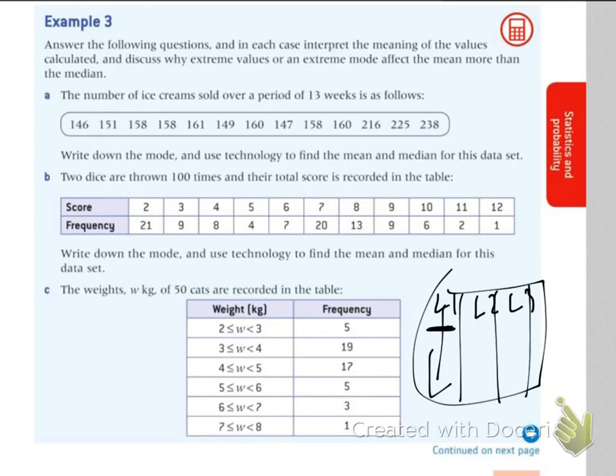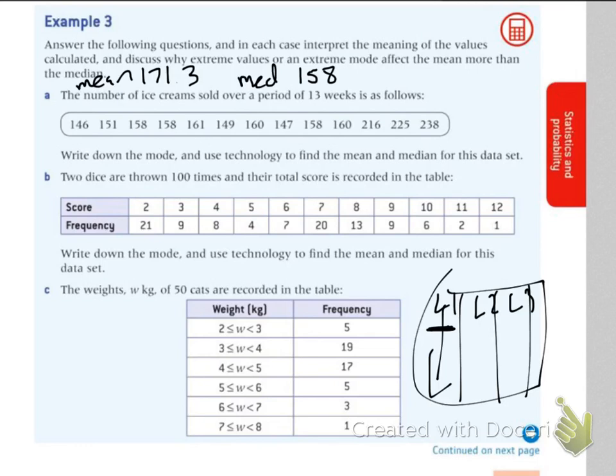Now, hold on, I'll tell you what the answer should be. The mean should be 171.3 and the median should be 158. The mean means that the average amount of ice cream sold in 13 weeks is 171.3, and the middle number of ice cream sold would be 158, meaning half the amount of ice cream sold is above 158 and half is below 158.